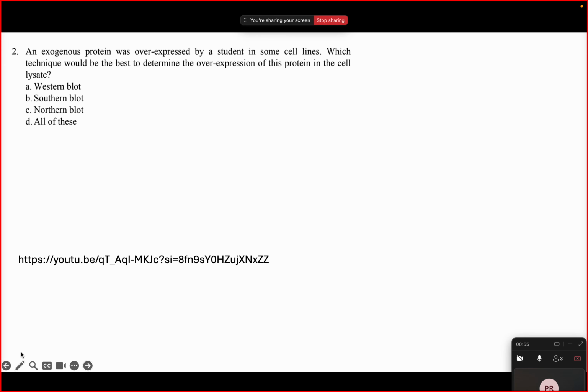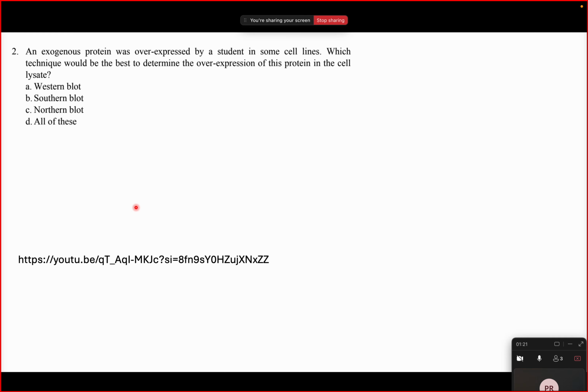Moving to the next question for today. Yeah, I hope the slides are visible to you guys. And the second question for today is, an exogenous protein was overexpressed by a student in some cell lines. Which technique would be the best to determine the overexpression of this protein in the cell lysate?